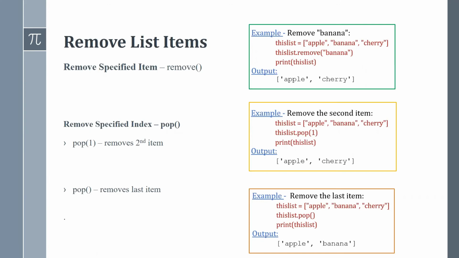So here I'm telling remove banana. In whichever position the banana is, it will just get removed from the list. So you see, now the list has become apple and cherry. So this is how you remove a specified item.